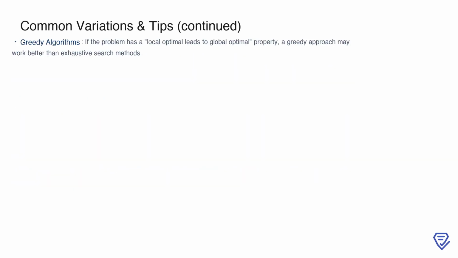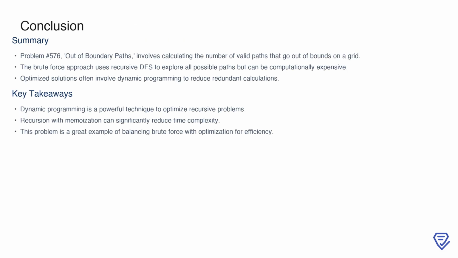Finally, let's consider greedy algorithms. In some cases, if the problem satisfies a property where making local optimal choices leads to a globally optimal solution, a greedy approach may outperform exhaustive search methods. Greedy algorithms are especially useful when the problem structure naturally aligns with this principle, allowing you to simplify the implementation while maintaining efficiency.